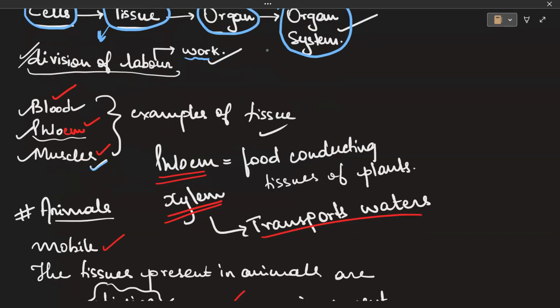Now, phloem and xylem are two very important tissues in the case of plants. Phloem is responsible for the conduction of food, so it is known as the food conducting tissue of plants, whereas the xylem is responsible for the transportation of water. Okay, now Arya and Zaid, are you able to understand up till now?